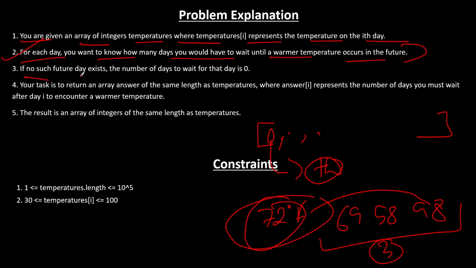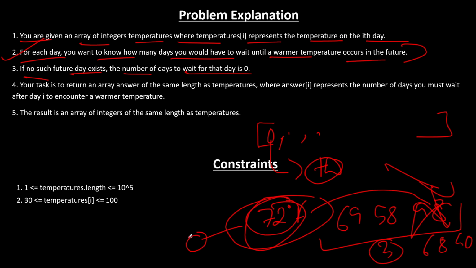If no such future day exists, the number of days to wait for that day is zero. Suppose after 72 there is no 98, the temperature is declining. Then suppose after 58 there is 68 or 40. The answer for this will be zero because no other day is present in the array which represents a temperature more than 72.